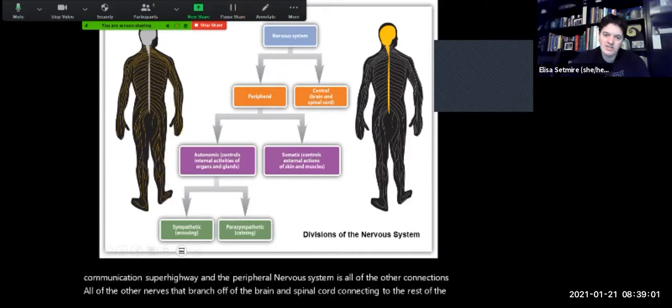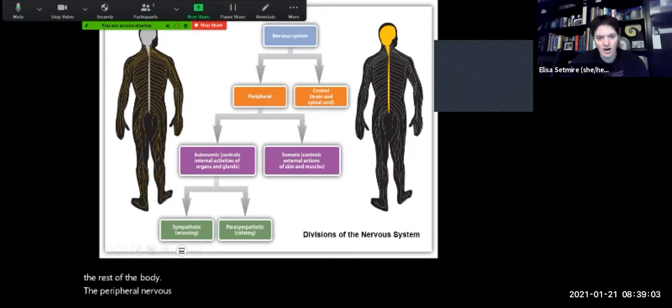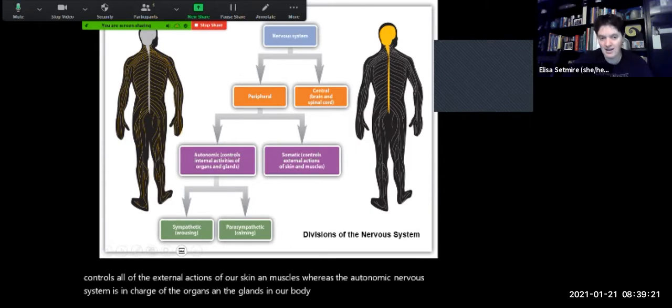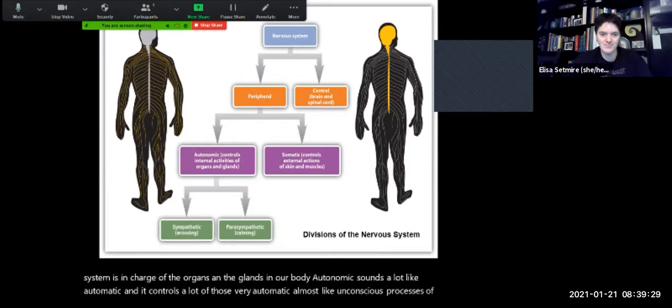The peripheral nervous system also divides again into autonomic and somatic systems. Somatic controls all of the external actions of our skin and muscles, whereas the autonomic nervous system is in charge of the organs and the glands in our body. Autonomic sounds a lot like automatic, and it controls a lot of those very automatic, almost unconscious processes of our organs and our glands.